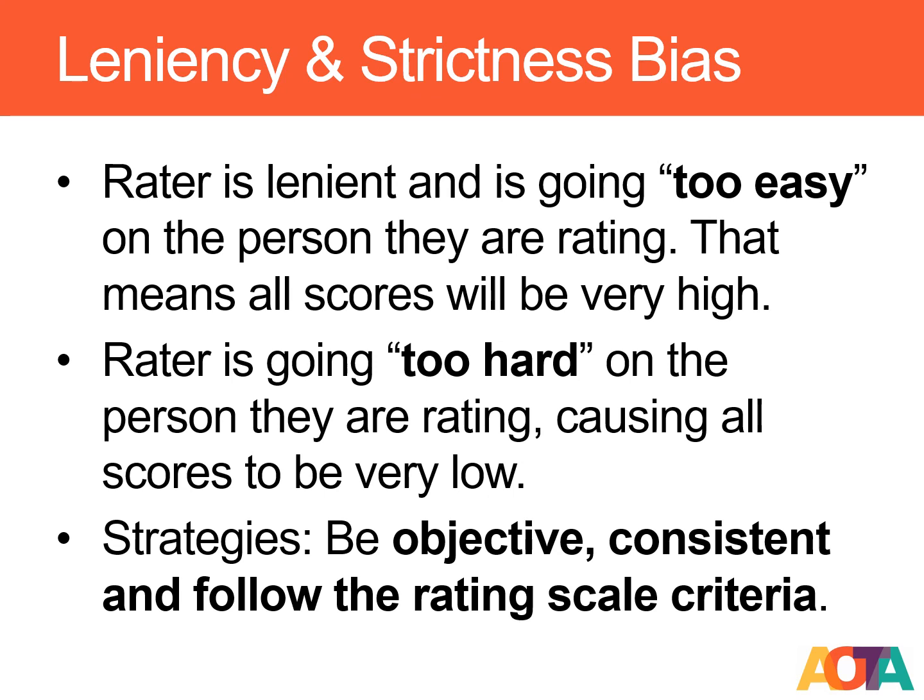Leniency and strictness bias. This is pretty much as the terms would indicate. A lenient rater is going too easy on the person when they are rating. That means the scores will be very high. A rater who is going too hard on the student they are rating causes all scores to be very low. The strategies to prevent leniency and strictness bias are to be objective, consistent, and follow the rating scale criteria as written.